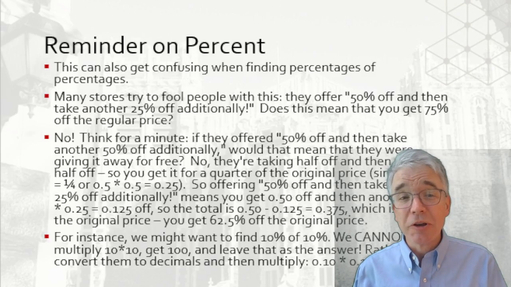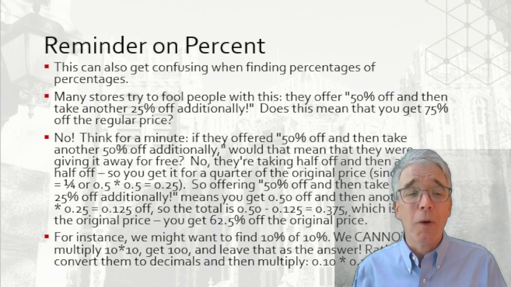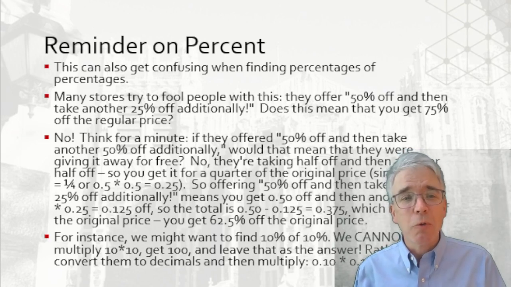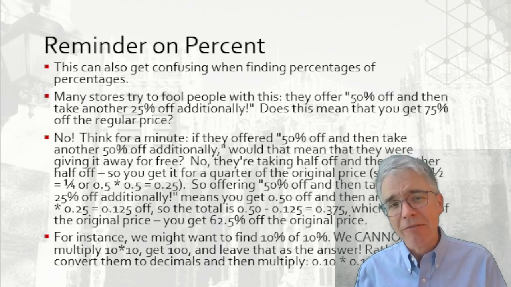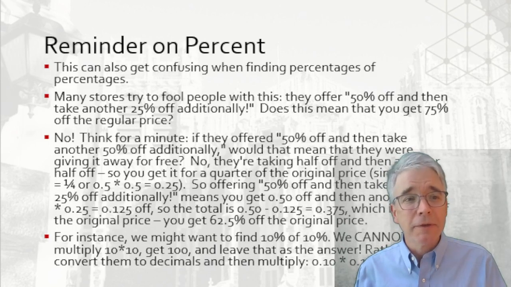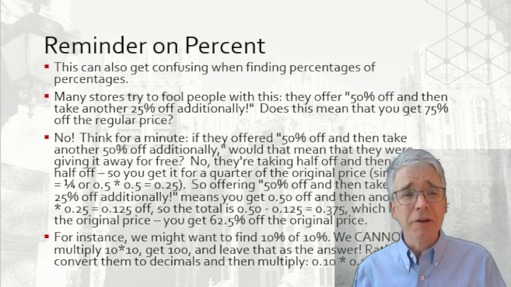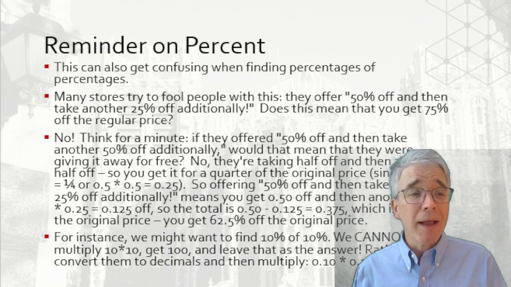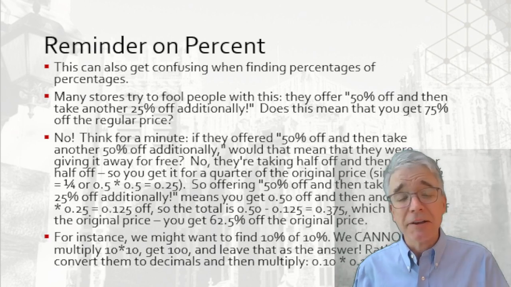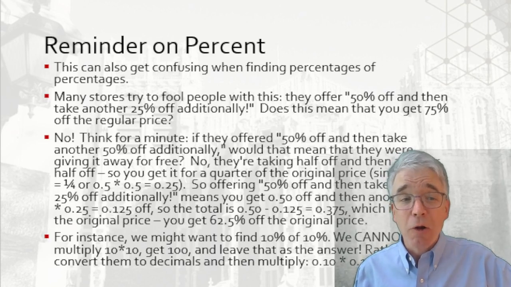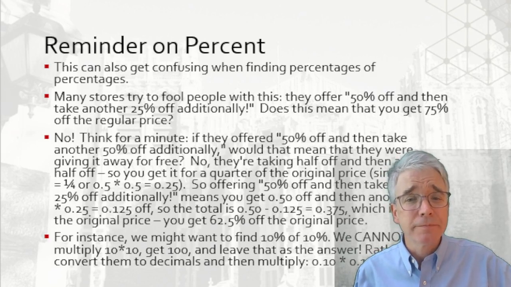Think about the extreme version. If they offered 50% off and then take another 50% off, would that mean they're giving it away for free? No, that just means you're getting it for a quarter of the price. They take half off, and then another half of the remaining half, a half of a half, is a quarter. They're offering a total of 75% off. Going back then, the offer to take 50% off and then another 25% off means you take half off at the beginning, and then you take a quarter of the remaining half, which is an eighth. In decimals, you'd get it at 37.5% of the original price.